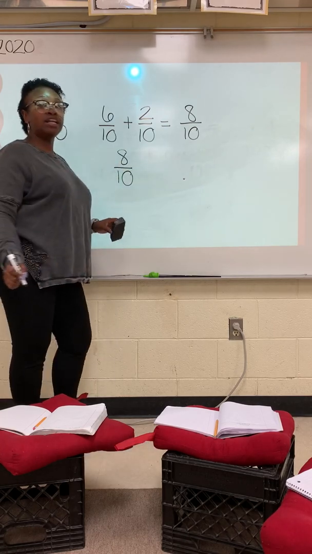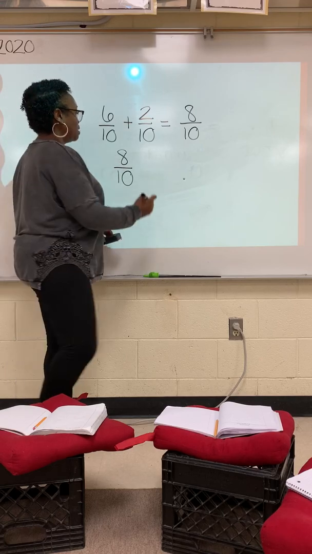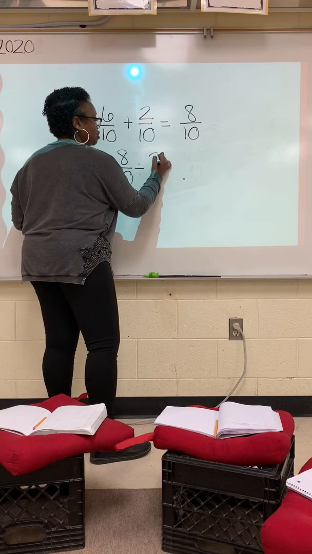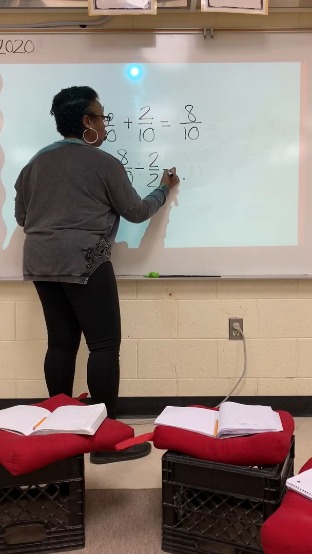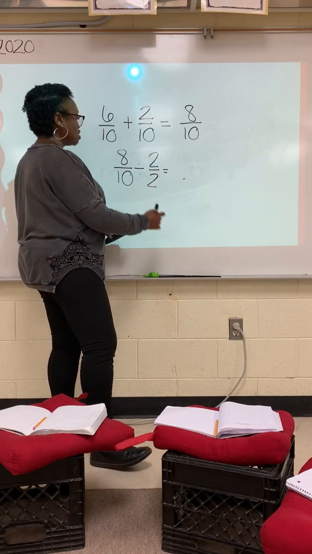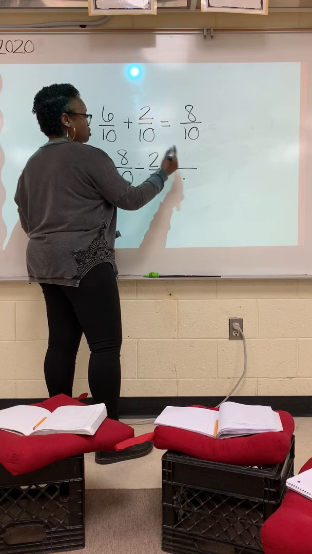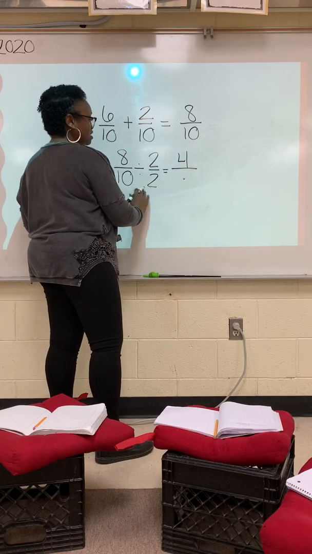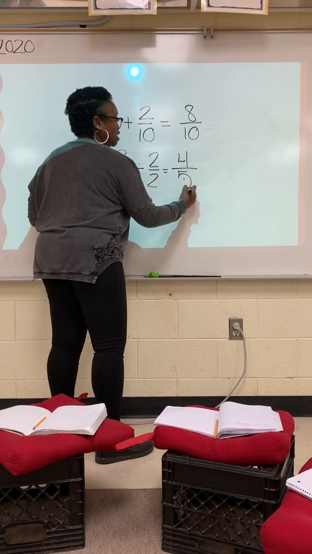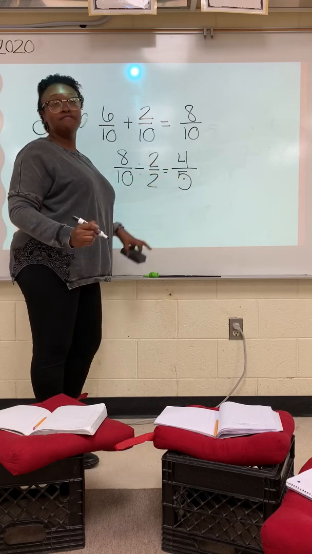So I'm going to say what number can be divided by both numbers. And that number is 2. Or what's the biggest number that I can use. So then I'm just going to divide going straight across. 8 divided by 2 equals 4. And 10 divided by 2 equals 5. So my final answer is 4 fifths.